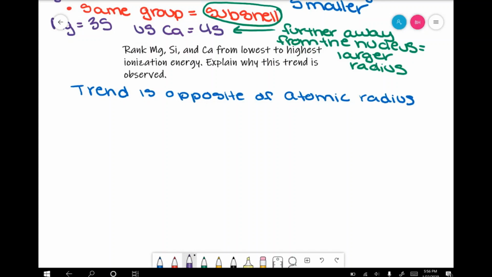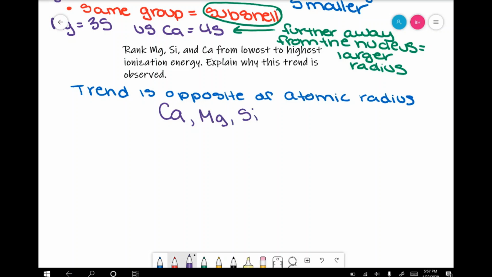So if I were to rank these, if it's the opposite, since silicon had the smallest radius, it's going to have the largest ionization energy. And calcium had the largest radius, so it's going to have the smallest ionization energy. So it's going to be calcium, and then magnesium, and then silicon.